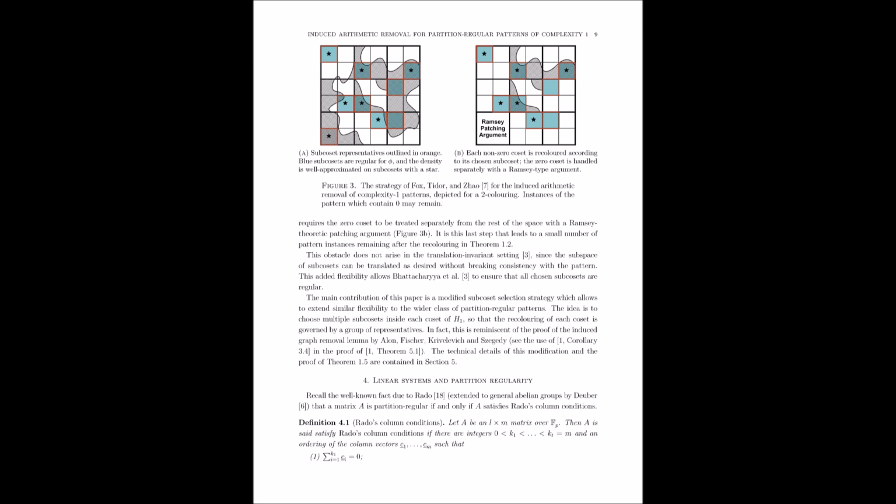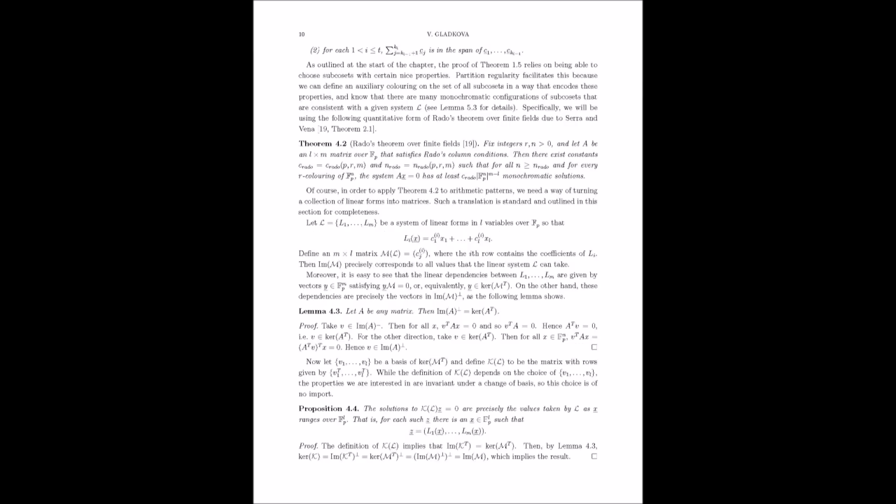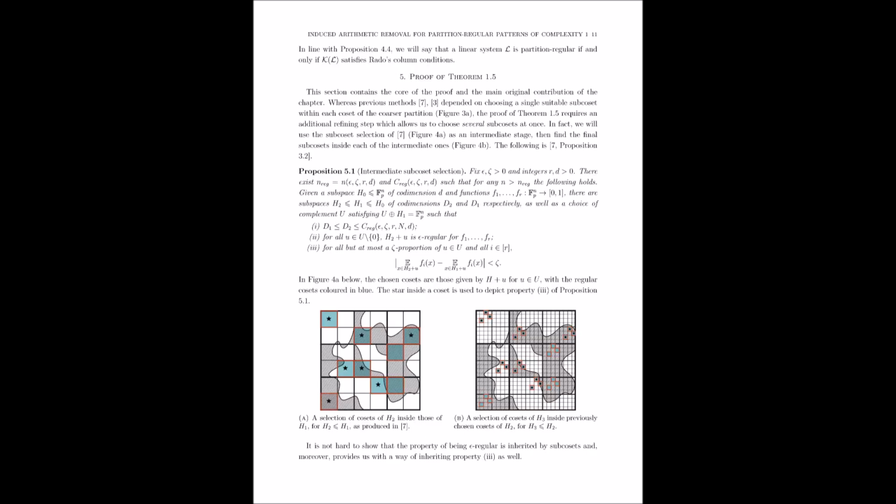But how do they actually choose these multiple subcosets? They define what we call an auxiliary coloring. It's on the set of all possible subcosets. And the colors, so to speak, in this scheme, represent the desirable properties that they want these subcosets to have. Properties like being regular and having densities that closely align with the densities of their parent cosets.